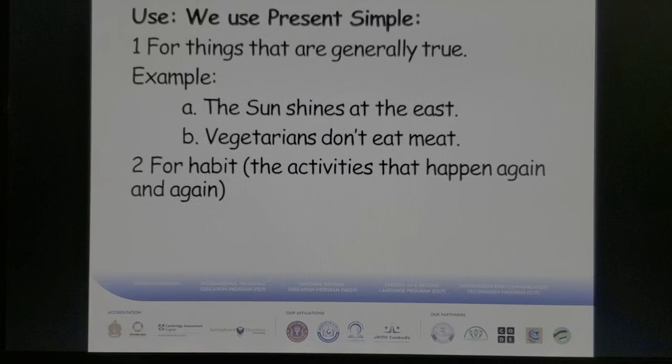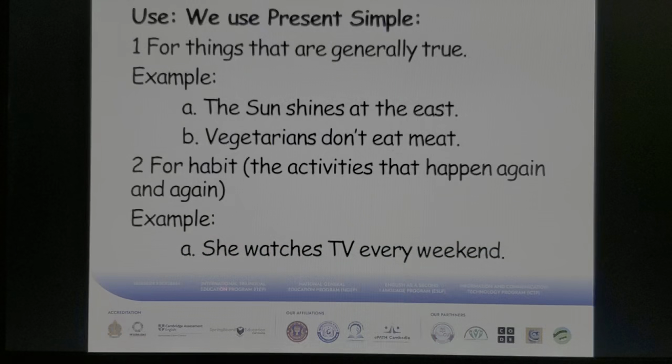Okay, so number 2, we also use present simple for habit or routine. What is habit? Habit or routine means the activities that happen again and again. We call that habit. Example: she watches TV every weekend. Every weekend she watches TV. That is her habit.